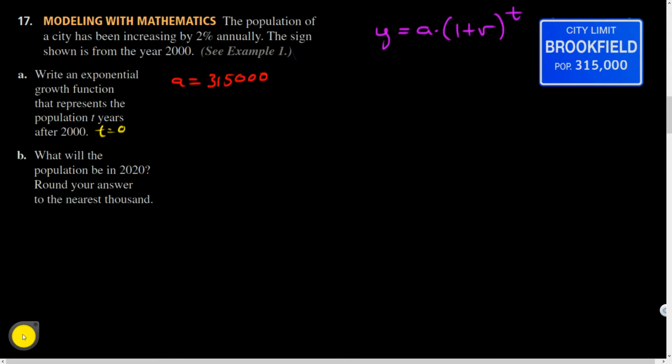Okay, let's see. Can I figure out what R is from this problem? If R is equal to 2% and it's increasing, right? That's why it was a plus sign. So 0.02 is the value of R. 2%, written as a decimal, would be 0.02. And B will be 1 plus 0.02. So B is going to be 1.02.